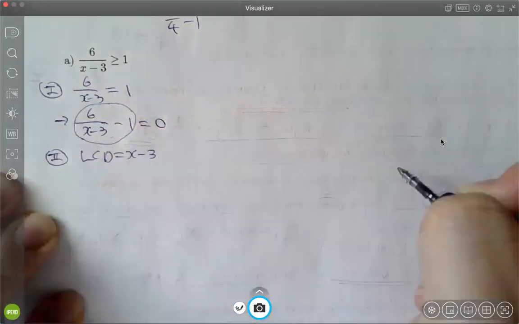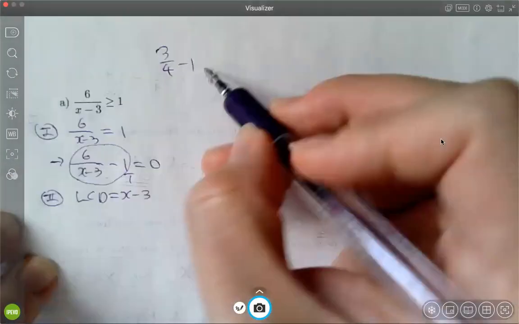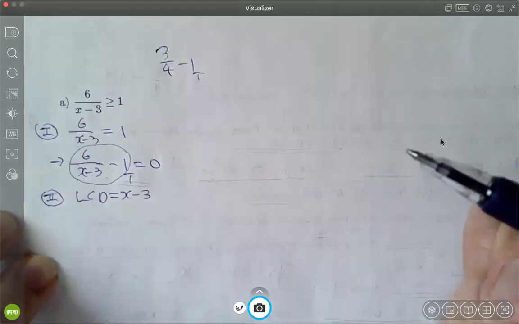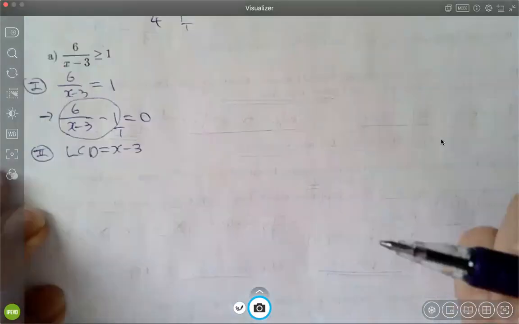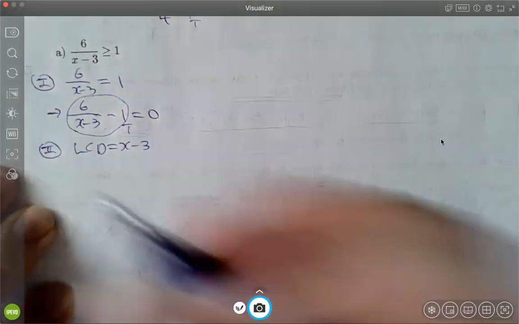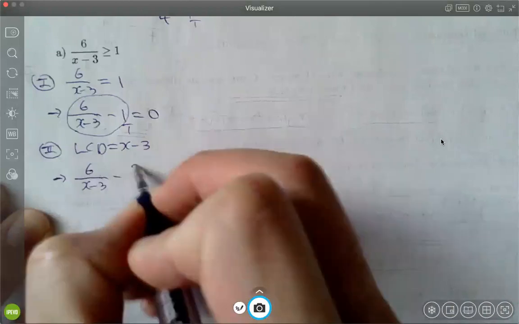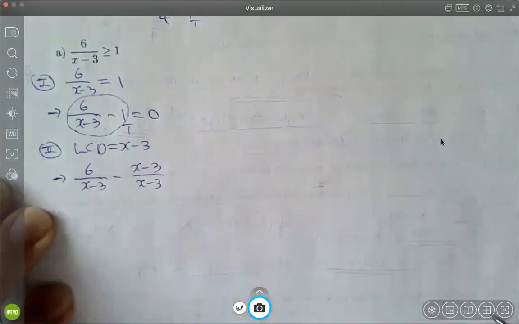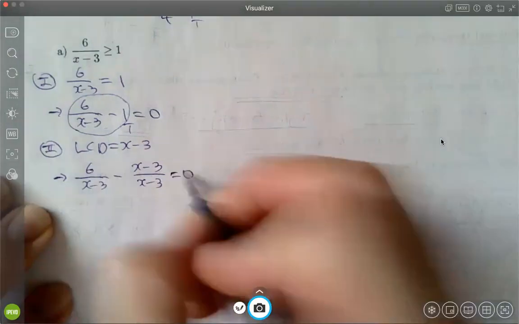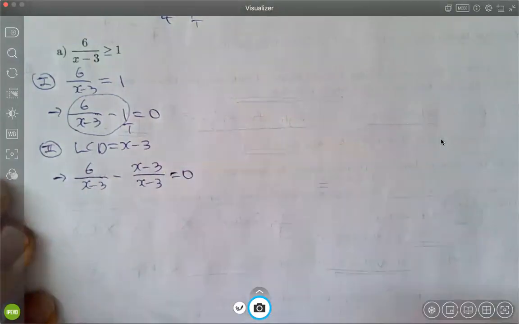Okay, and now what do you do? Put 1 over 1. And now from here, what do we do? Earlier we multiplied these two ones by 4, which is the LCD. So do the same thing here. Multiply these two ones by x minus 3. So 6 over x minus 3 minus x minus 3 over x minus 3 is equal to 0, of course. And now we can subtract the tops. So what do you get?